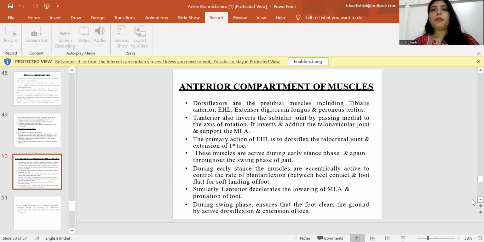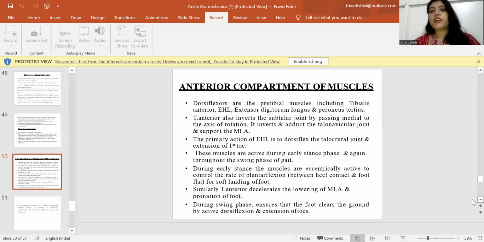Now, the anterior compartment of muscles. The dorsiflexors are the pre-tibial muscles, including tibialis anterior, extensor hallucis longus, extensor digitorum longus, and peroneus tertius. Tibialis anterior also inverts the subtalar joint by passing medial to the axis of rotation. It inverts and adducts the talonavicular joint and supports the medial longitudinal arch.